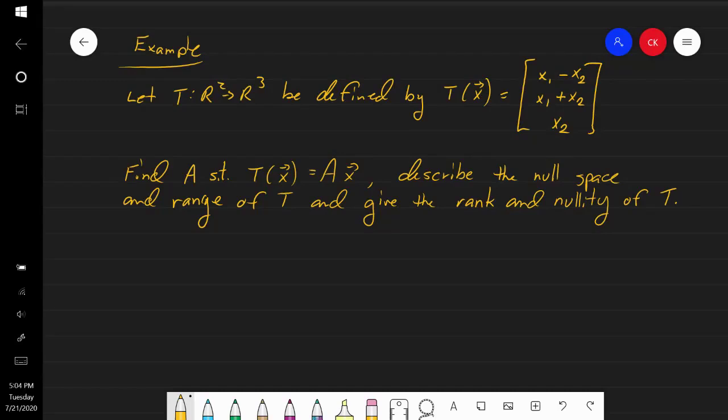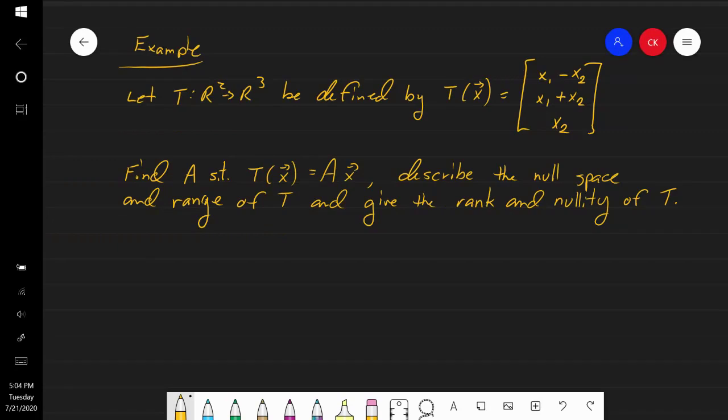So our last example in this lesson, we're going to look at a particular linear transformation and try and answer a bunch of questions about it. We're going to find A such that T of x is equal to A times x, which is really just a fancy way of saying we want to find the matrix of transformation, describe the null space and the range of T, and give the rank and nullity of T.